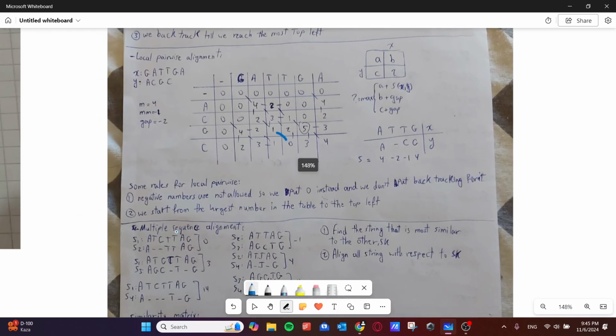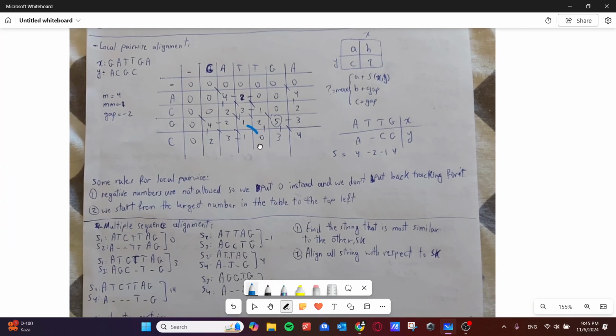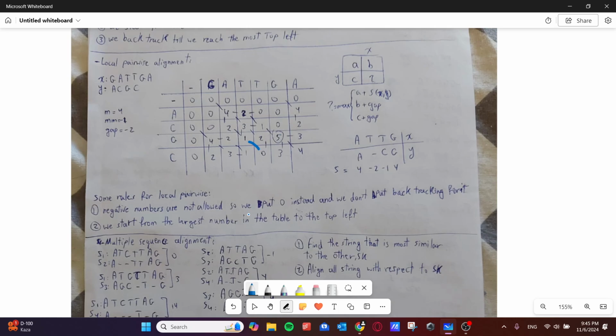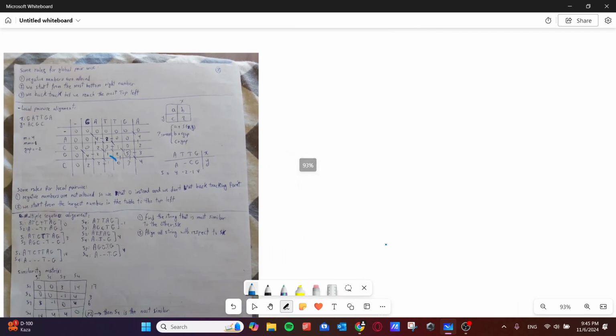Okay, we start from the largest number. This is the second difference, which is we start from the largest number in the table, then we go to the top left, or to the most top left. So let's take this example. Okay, I'll draw the table.